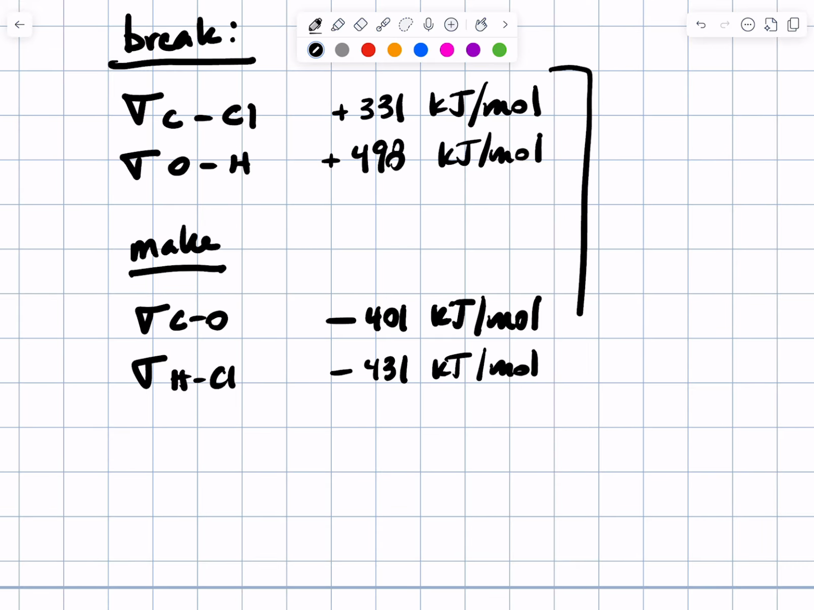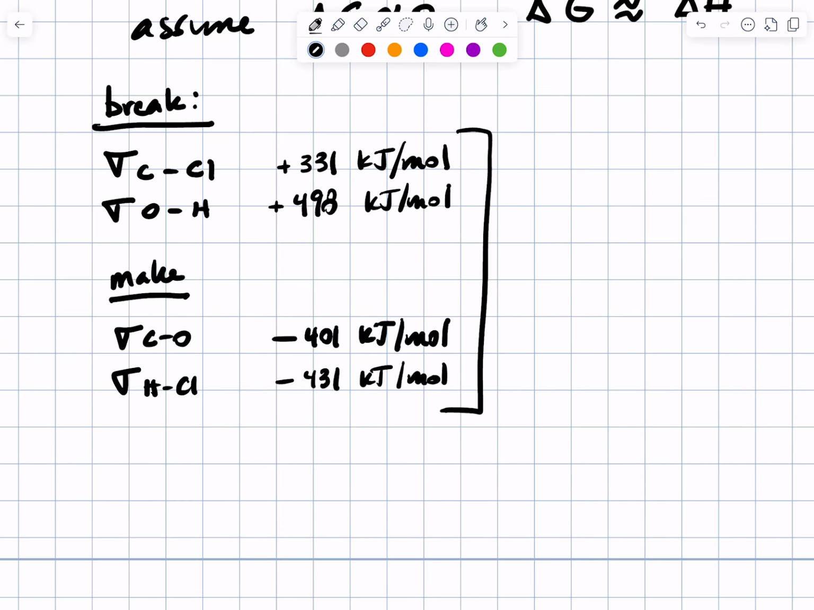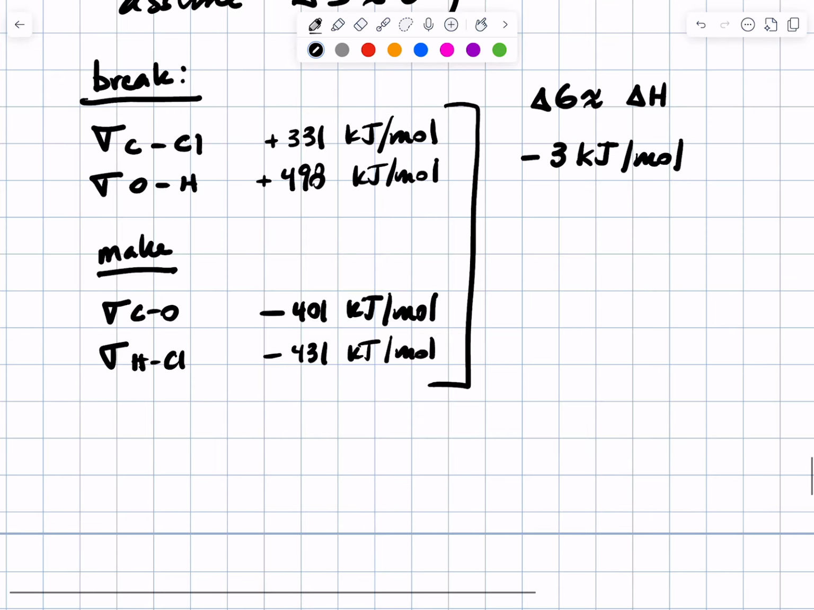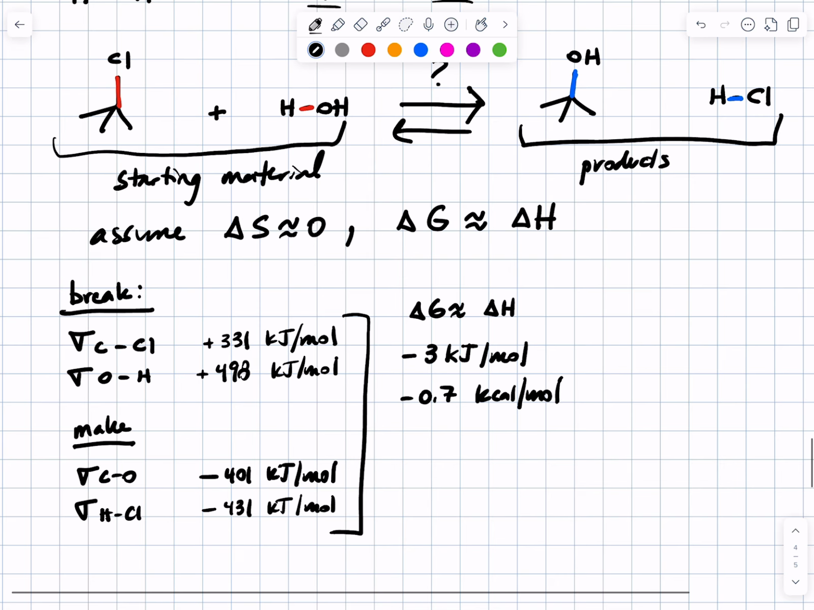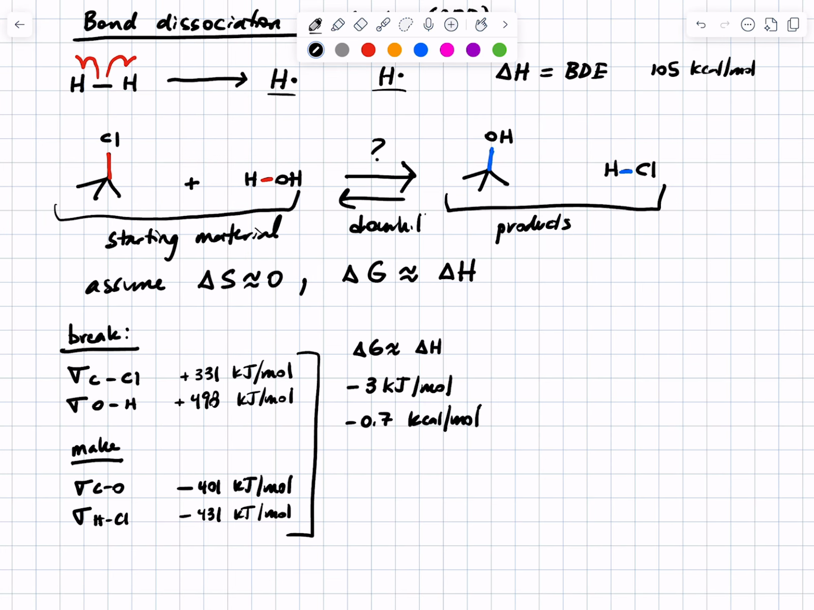So you add all of that up together. Bond dissociation enthalpies for bonds broken are positive. Then you've got to turn them negative for the bonds that you form. Overall, that's downhill by about 3 kilojoules per mole. So we're estimating that delta H and delta G are about minus 3 kilojoules per mole. And if you wanted to turn that into kilocalories, that would be around minus 0.7 kilocalories per mole. So that would tell us that this reaction is downhill, that the products are more stable than the starting materials, and that is why the reaction happens.